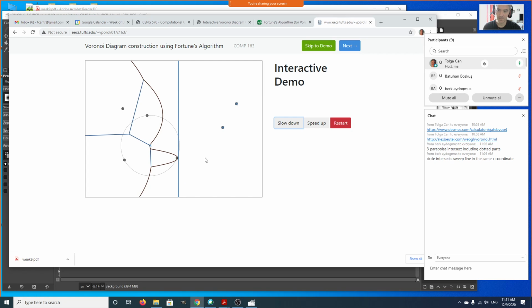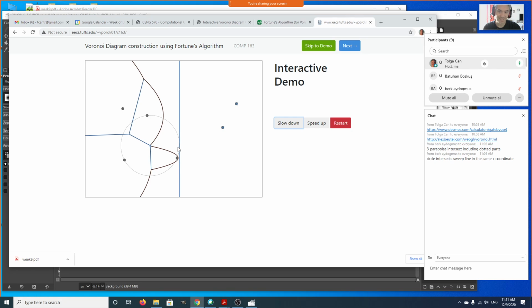Now, one thing that may happen is that some of these circle events that we identified may be false alarms. For example, what if right at this point another site appears here before we come to the end of the circle event? If a site appears right here, it causes this vertex to disappear, which means that vertex is never going to be realized as a real vertex of our Voronoi diagram.